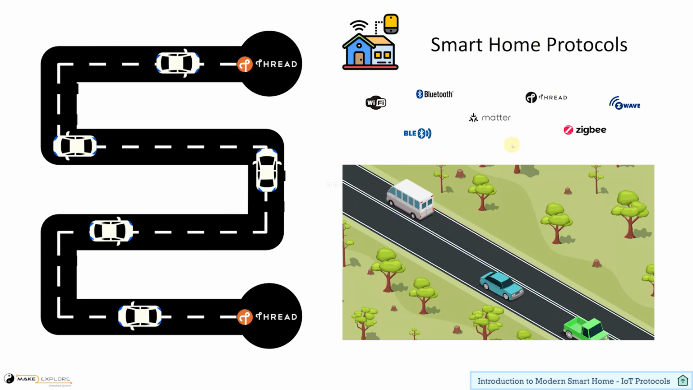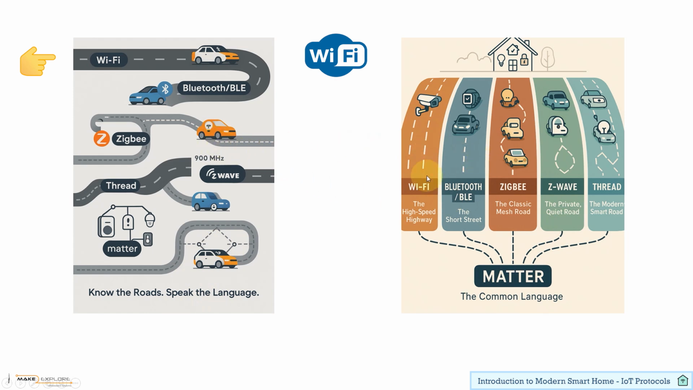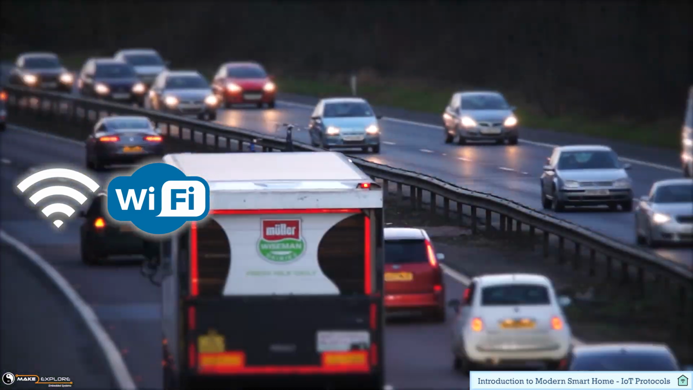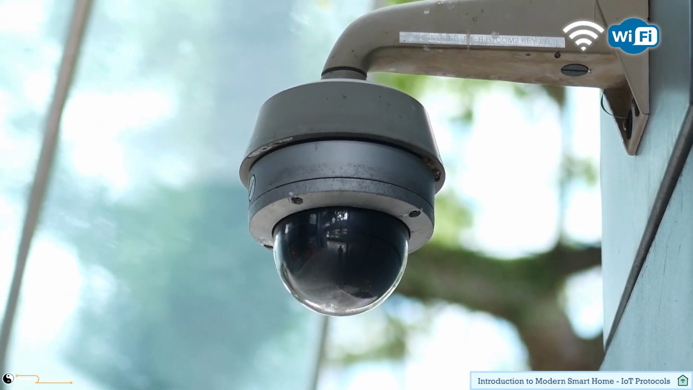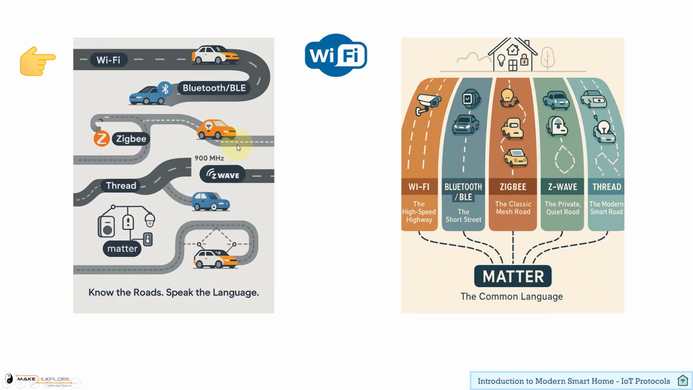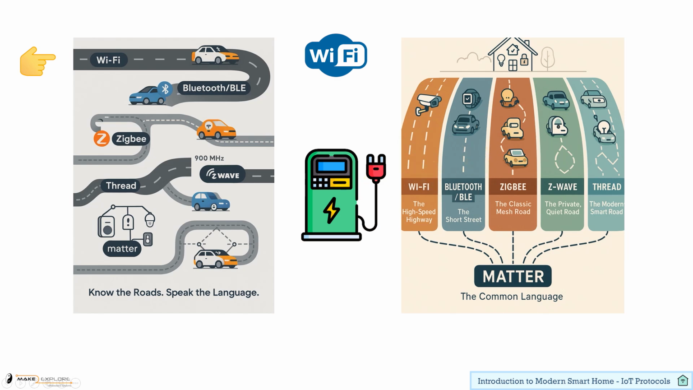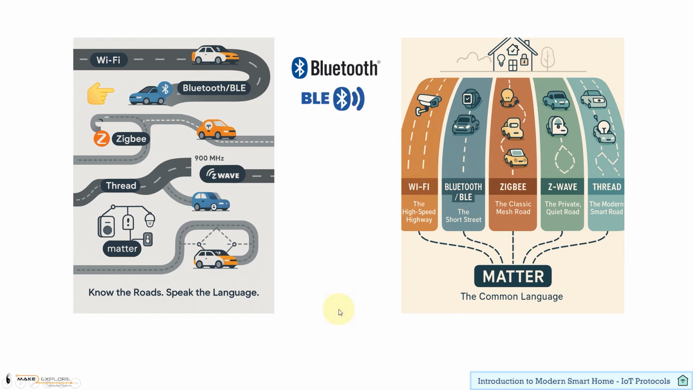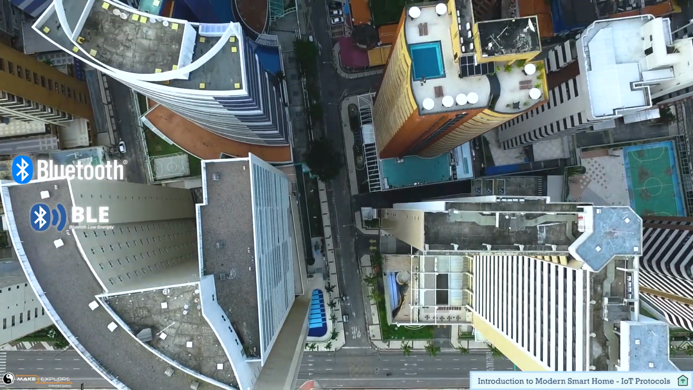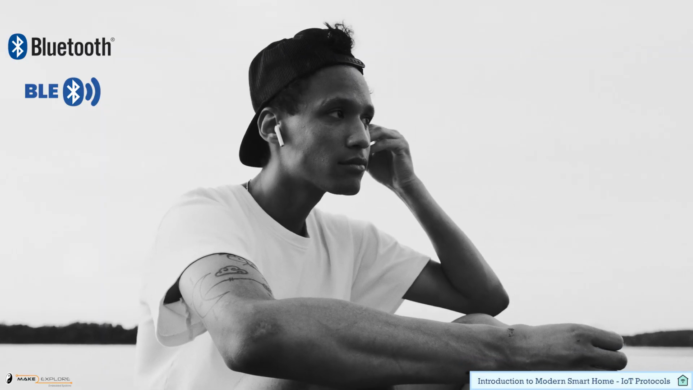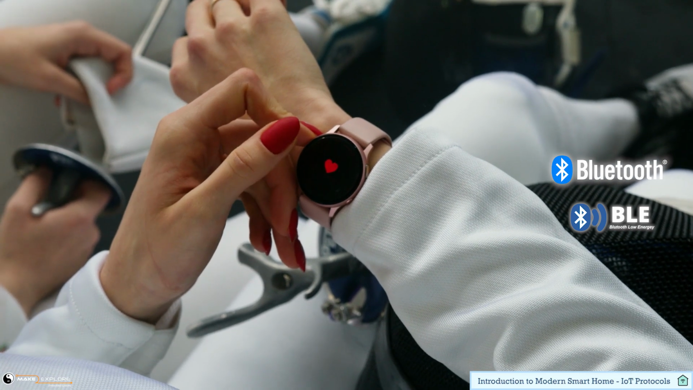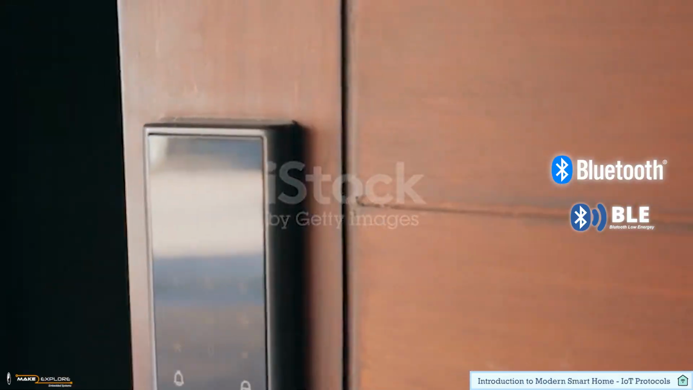road. So in this scenario, Wi-Fi is like a high-speed highway, perfect for large, data-hungry devices like video doorbells, cameras, and voice assistants. It's fast but power-hungry, which sometimes makes it unsuitable for small battery-powered sensors. Then, Bluetooth and BLE, Bluetooth Low Energy, are like short city streets, quick and ideal for personal devices nearby. They're great for pairing things like headphones, wearables, or unlocking doors from your phone.